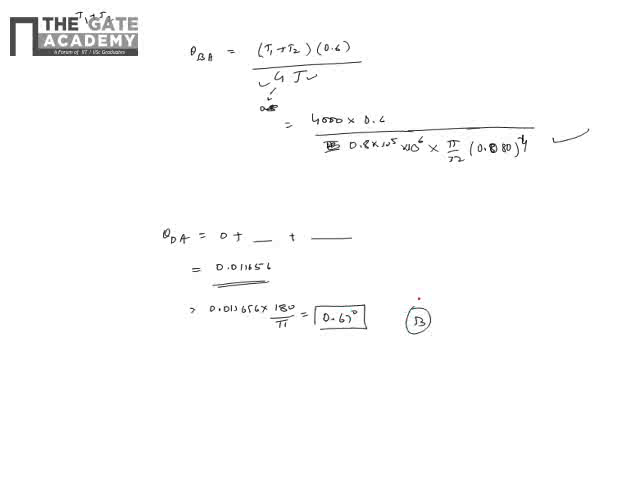So this is a straightforward problem. The angle of twist at any section relative to another, if you have a continuous shaft, is just TL by GJ. But if you have loads at different points, it's better to break it into segments of continuous shaft with continuous load and then apply this, the way we have done. Thank you.